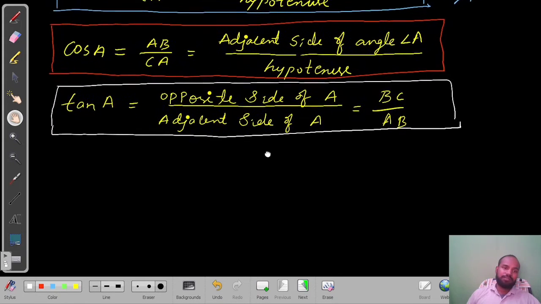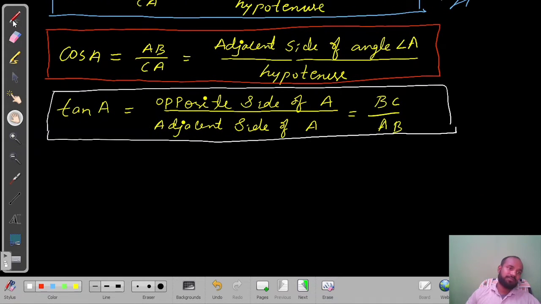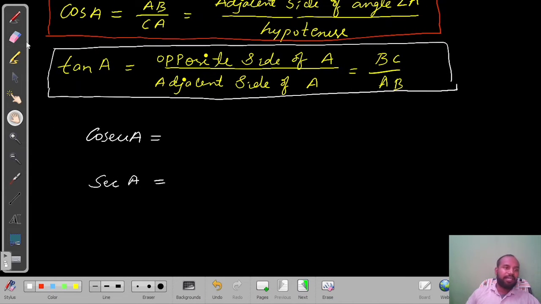So now see, first one is cosec A. What is cosec A and sec A? And one more thing, cosec A, sec A, and the last one is cot A. These three are very important. Okay. Now I will tell you very easily how to derive these formulas. See now.